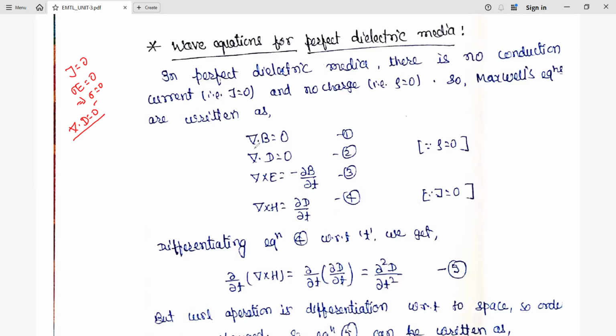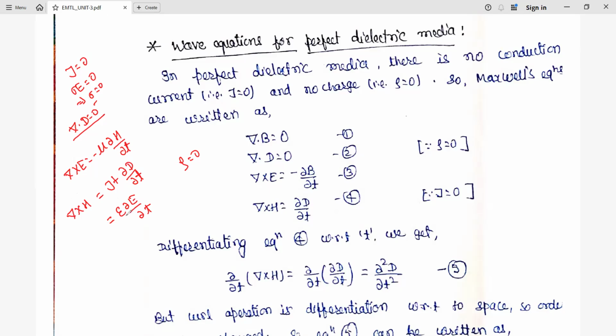And already we have del dot B equal to 0. And now here del dot D equals 0 since the charge density is equal to 0. And we have del cross E equal to minus dou B by dou t, and B equal to mu H. So we can write del cross E equal to minus mu dou H by dou t. And for the other Maxwell equation in the time varying field, we have del cross H equal to J plus dou D by dou t, and here J is 0 in case of a perfect dielectric, and D is equal to epsilon E. So finally it can be written as epsilon dou E by dou t.